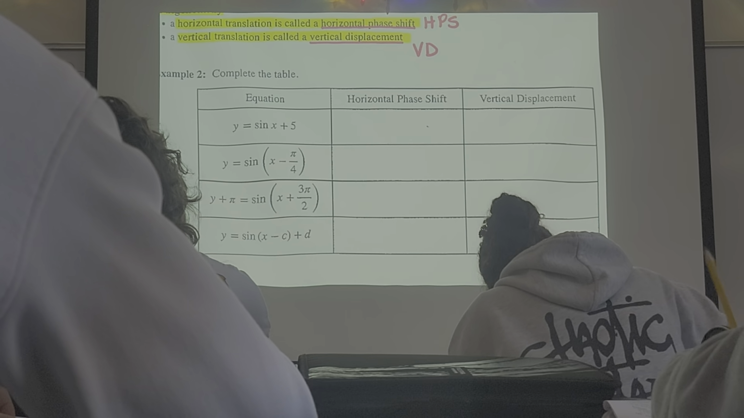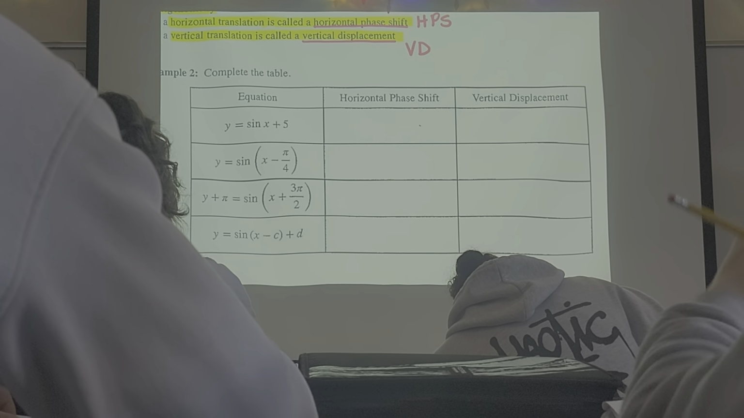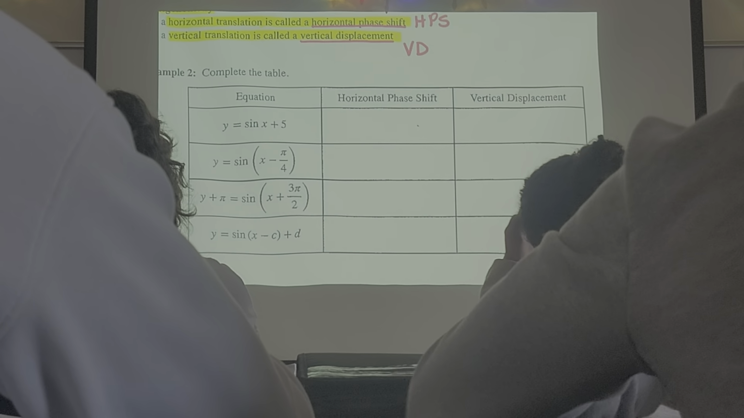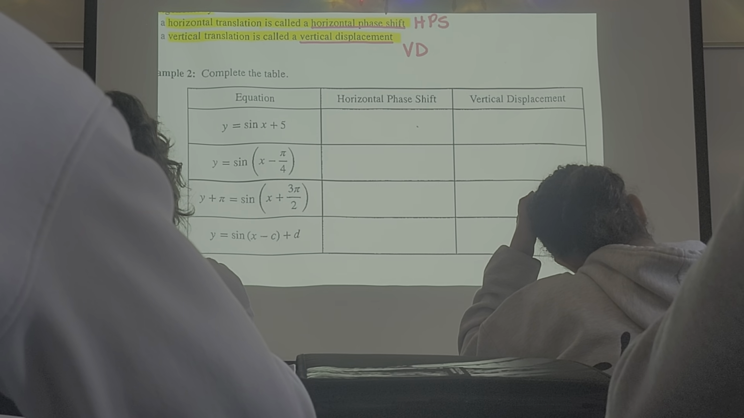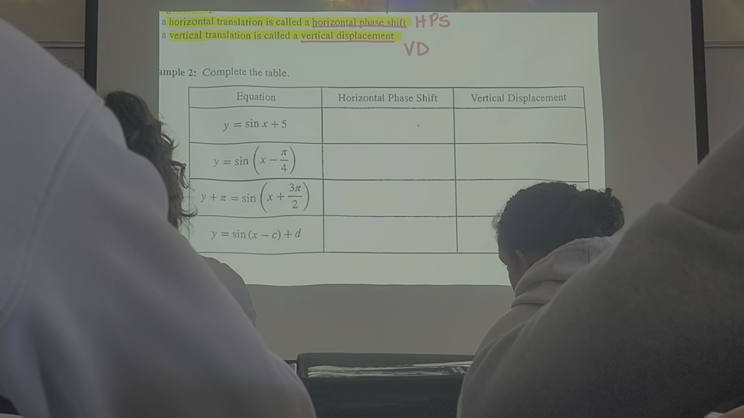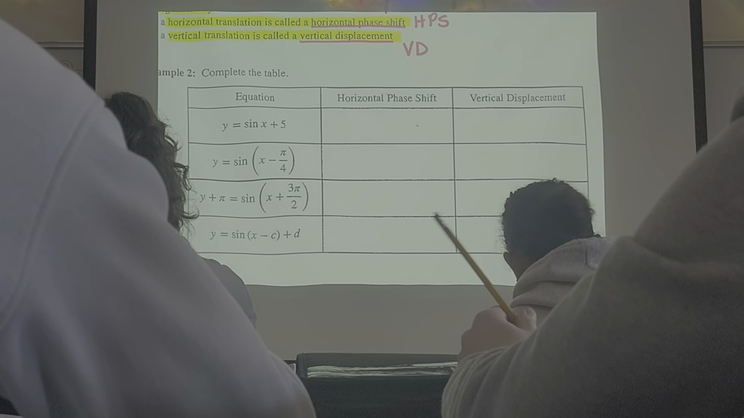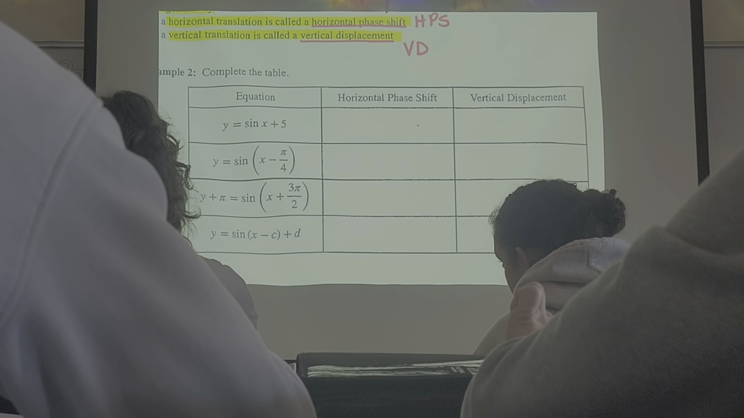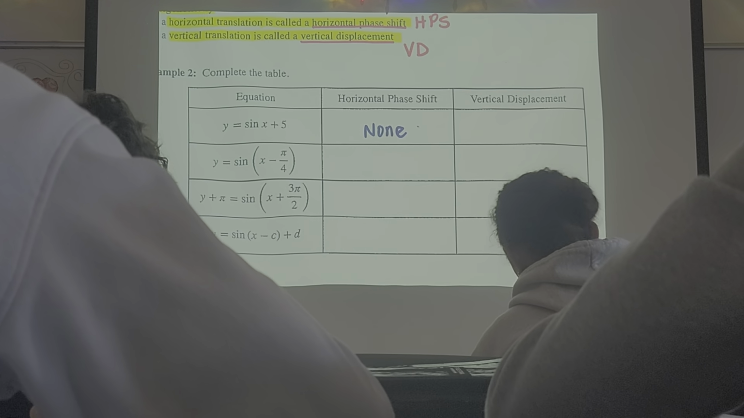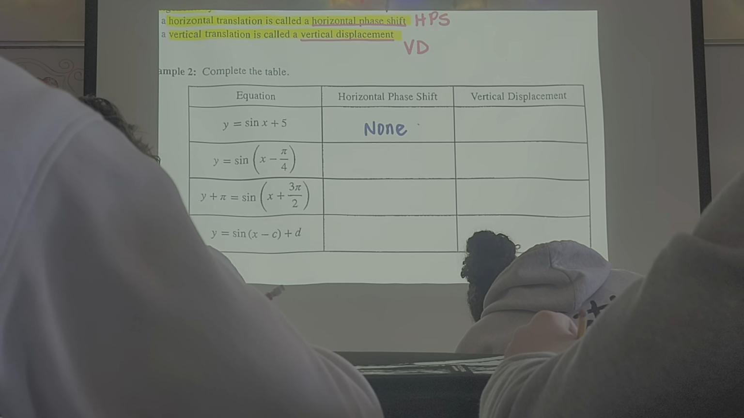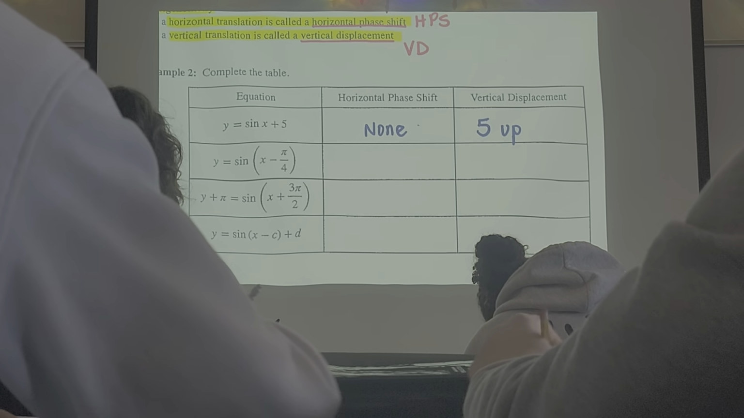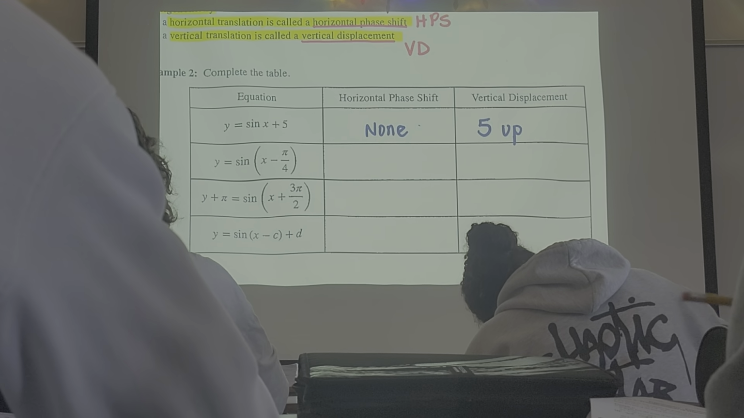So let's do some more, just filling in the phase shift and the displacement. Given our equation, we're going to say what the displacement or the phase shift is. It's kind of like doing that description that we just did, but putting it in a table. So sine x plus 5, does it have a phase shift? No, there's none. How about vertical displacement? 5 up. So that sine graph would just move 5 up.